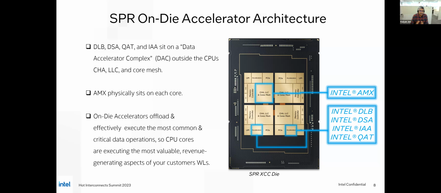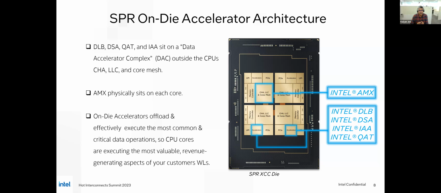Within this, we can see a picture that there are 4 accelerator complexes, and every accelerator complex hosts 1 instance of each accelerator. So we have 1 instance of DSA, DLB, QAT, and IAA in all 4 accelerator complexes. So at best, you will have 4 instances of each accelerator in an SPR system.